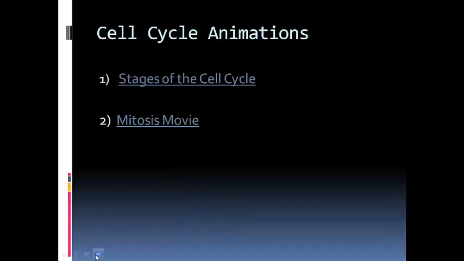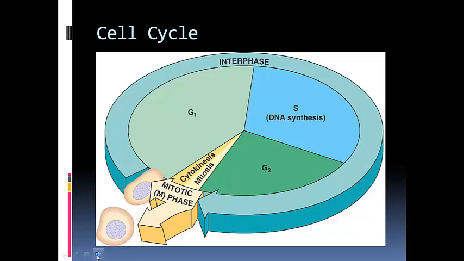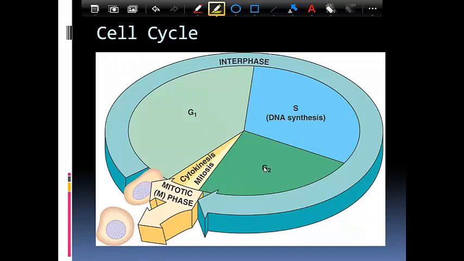Alright, so now that we've had a little bit of review, let's look at this all together as one. As I said, interphase takes up the majority of the cell's life. Probably want to draw this in your notebook, by the way. Okay, so interphase has the biggest chunk of this pie. It's divided into these three stages, G1, S, and G2. We'll just do a quick overview again of what happens in each of these stages.